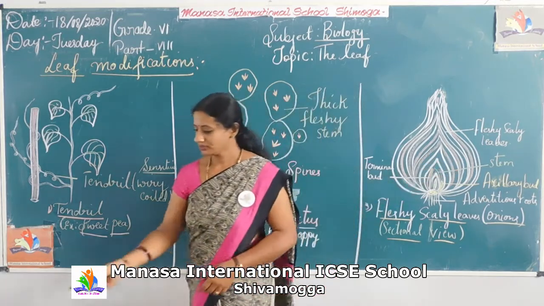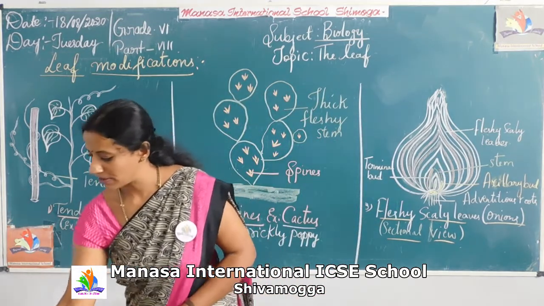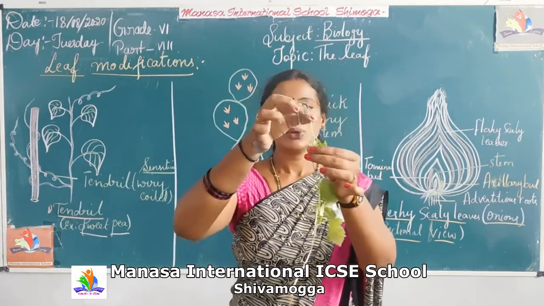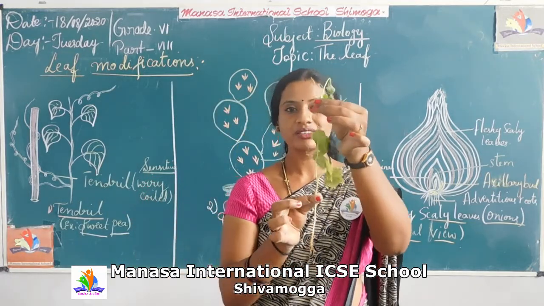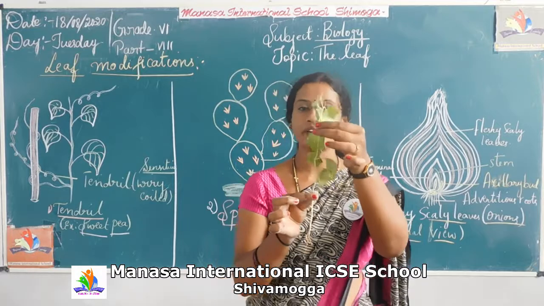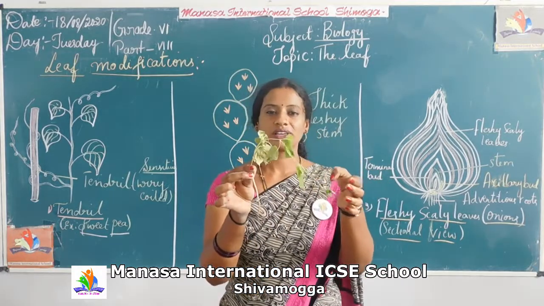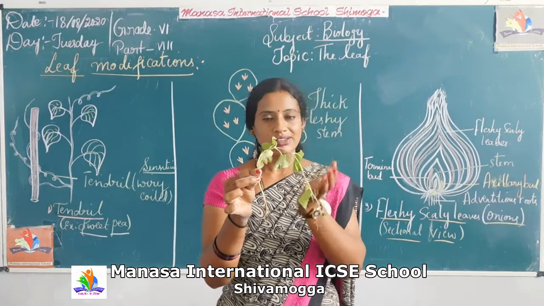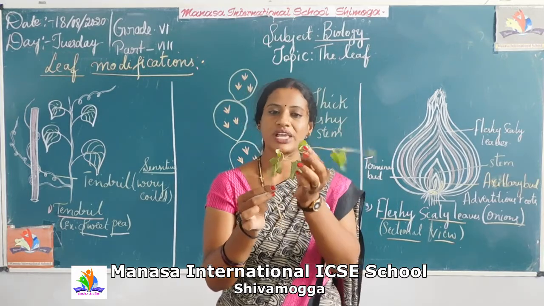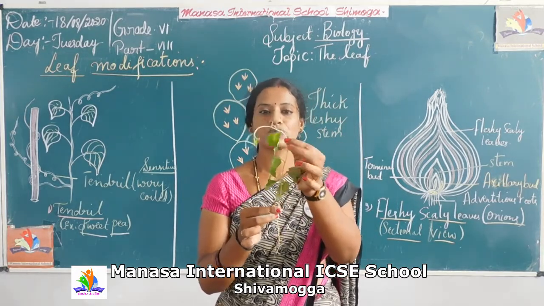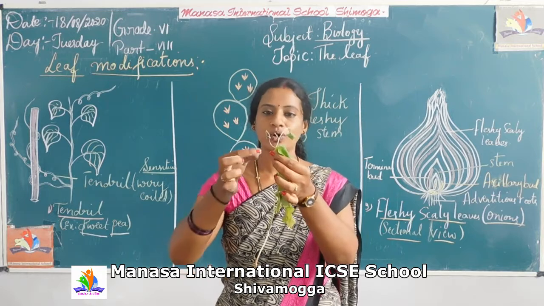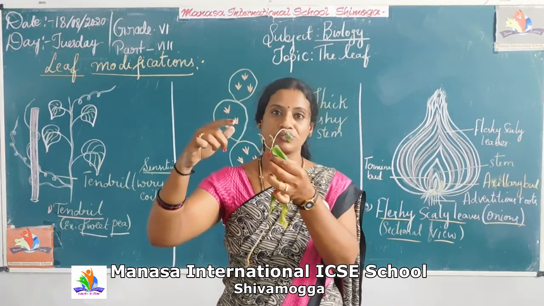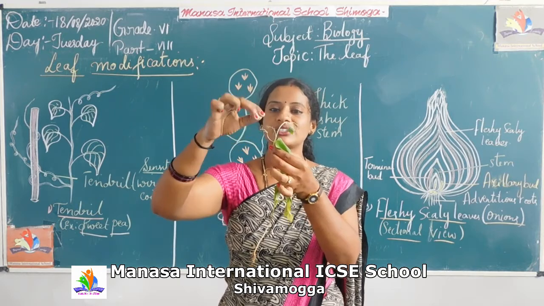Okay, let's see the examples with a specimen. So this is an example for tendril. You can see that the plant itself is very weak, very slender and with no strength. Without these tendrils, the plant can't stand erect. There is no strength in this plant. So what nature has provided, what the plant has modified, the leaflets, or sometimes in some plants the leaf itself, right? They modify into tendrils.